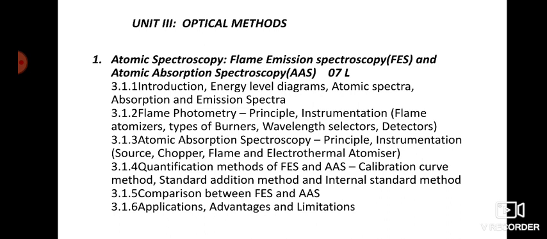In the flame photometer we are going to see the principle and instrumentation. In the instrumentation, we will see the types of burner and detectors. The second subtopic is atomic absorption spectroscopy. In this subtopic also we are going to see the principle, its instrumentation, comparison between FES and AAS, applications, advantages, and what are the limitations of this atomic spectroscopy.